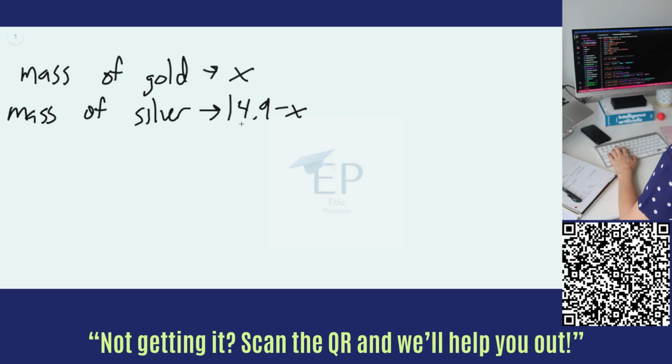14.9 minus X. Since the total is 14.9, if the mass of gold is X, the mass of silver has to be 14.9 minus X.